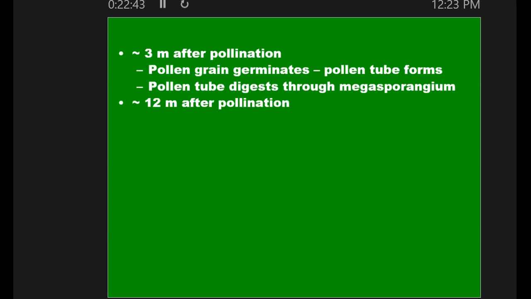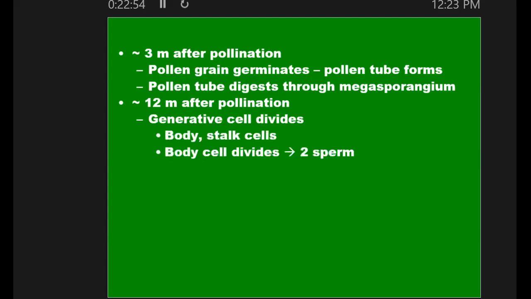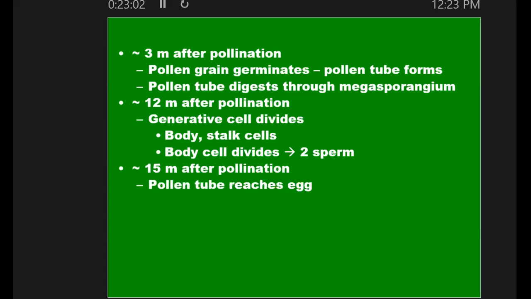That takes a while. So up to a year after pollination, one of the pollen grain cells, the generative cell, will go through more division and develop 2 sperm. And then about 15 months after pollination, you finally see that the pollen tube has made it through the megasporangium, found an archegonium, and can discharge the sperm into the egg. So no free water necessary. It's actually the pollen tube that's really helping get the sperm to the egg. So there's no free water necessary.